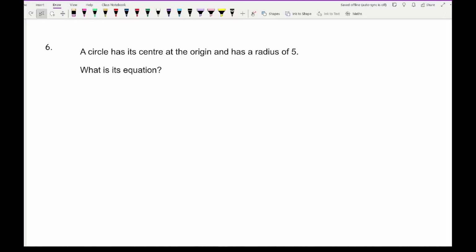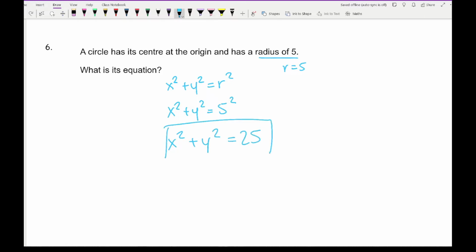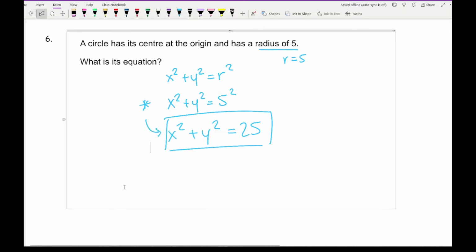Moving on to question 6, it says that a circle has a centre at the origin and a radius of 5. What is its equation? Using the format of x squared plus y squared equals r squared, I'm going to substitute r equals 5. So I've got x squared plus y squared equals 5 squared, and I'm just going to expand the 5 squared. So I've got x squared plus y squared equals 25, and there is my equation. I would give full marks if I wrote x squared plus y squared equals 5 squared, but sometimes they do prefer it if your radius is not squared.